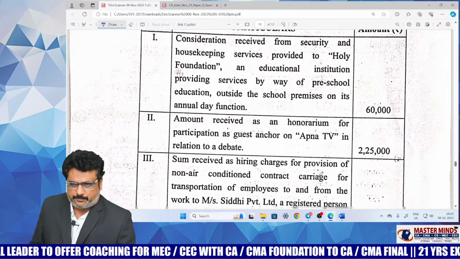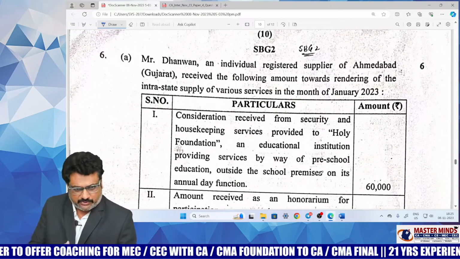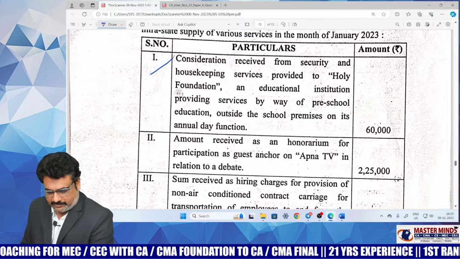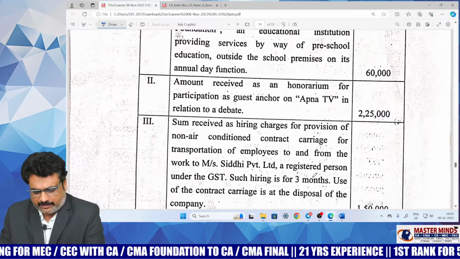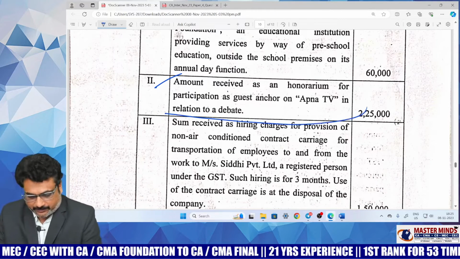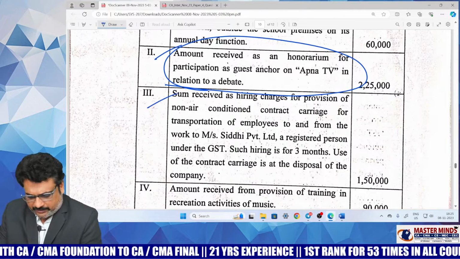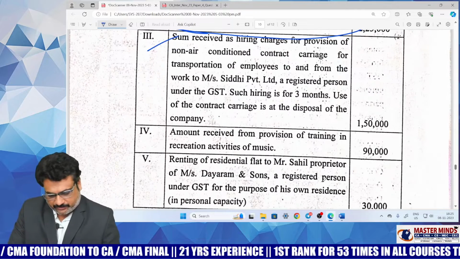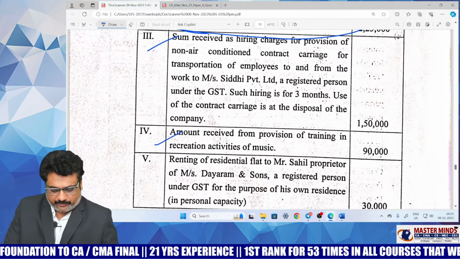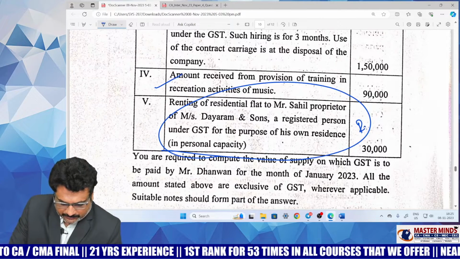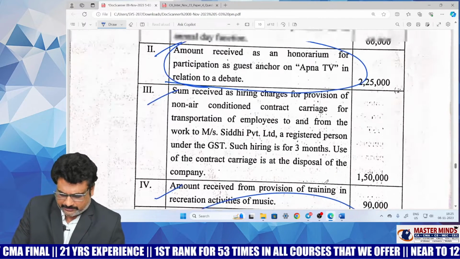This particular 6A is given for 6 marks. The first one is with respect to exemptions. The second one is with respect to amendments, which is also actually a clarification. This one is also with respect to the exemptions chapter, and this one is also from exemptions. So the major portion will be here, and some RCM reference will also be there.